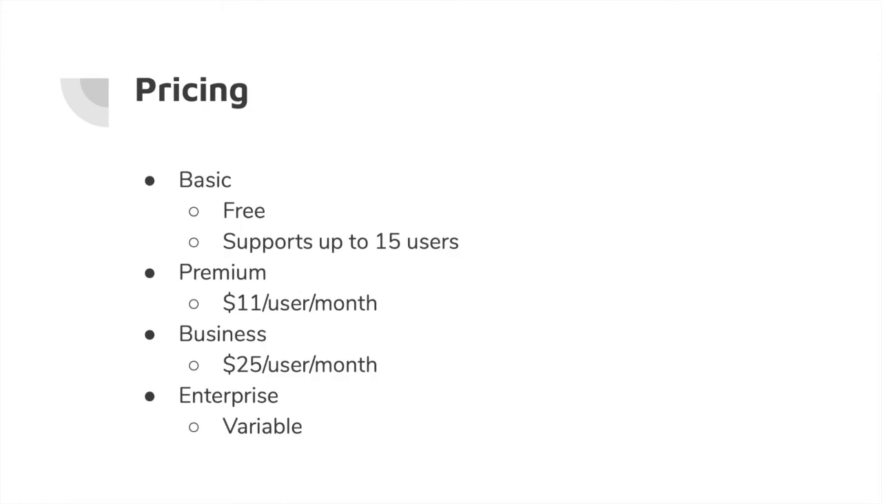Okay, next up we could talk a little bit about pricing. There are 4 base tiers of pricing for Asana. First off is the basic tier, which is free, but the free tier only supports up to 15 users, which is only really useful if you're just running a small startup. Next up is the premium tier, which starts at $11 per user per month. Then there's the business tier, which is $25 per user per month. And then there's the big enterprise tier, which has a variable price depending on your needs. If you want to get a quote for your price, you have to contact Asana directly.